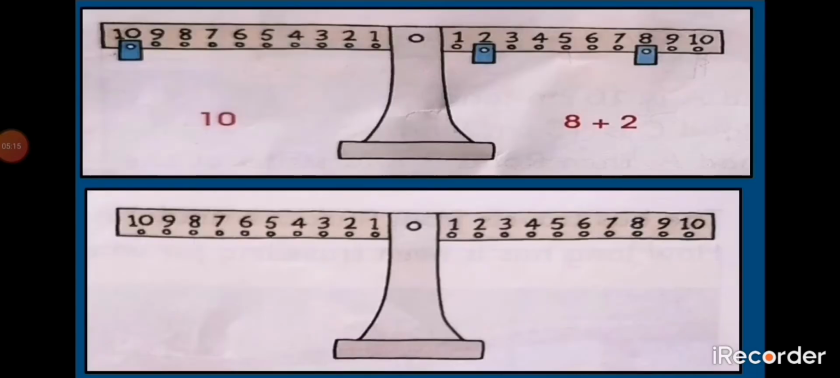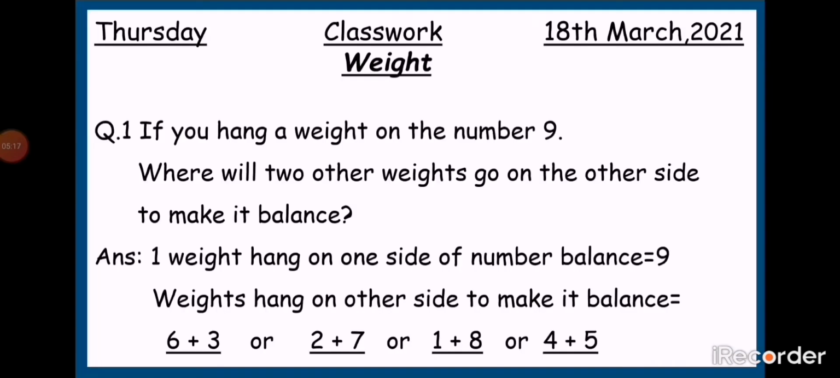So take out your notebooks, write day and date properly as we have written in our learner's book. On the extreme left top write Thursday, in the center classwork, and on the extreme right top you will write 18th March, 2021. And please, the spelling of Thursday in classwork should be correct. Then leave a line and write the topic weight, and underline it with a color pencil. Then again leave a line and write your question.